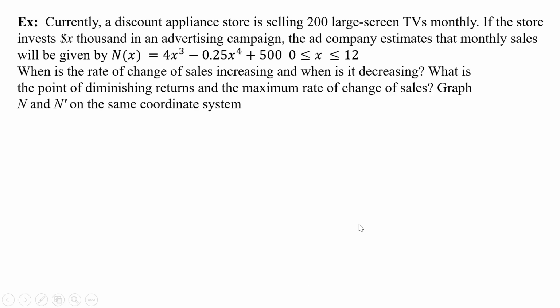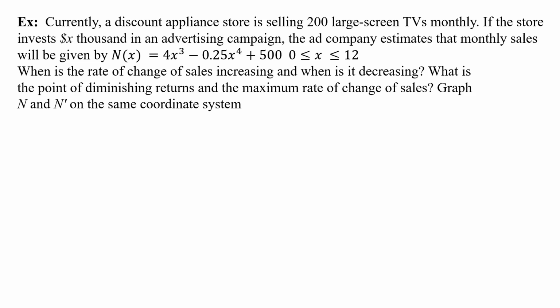So it says currently a discount appliance store is selling 200 large screen TVs monthly. If the store invests x thousand dollars in an advertising campaign, the ad company estimates that the monthly sales will be given by N(x) = 4x^3 - 0.25x^4 + 500, where x is between 0 and 12. Now, when is the rate of change of sales increasing and when is it decreasing? And what is the point of diminishing returns and the maximum rate of change of sales? Now, graph N and N prime on the same coordinate system.